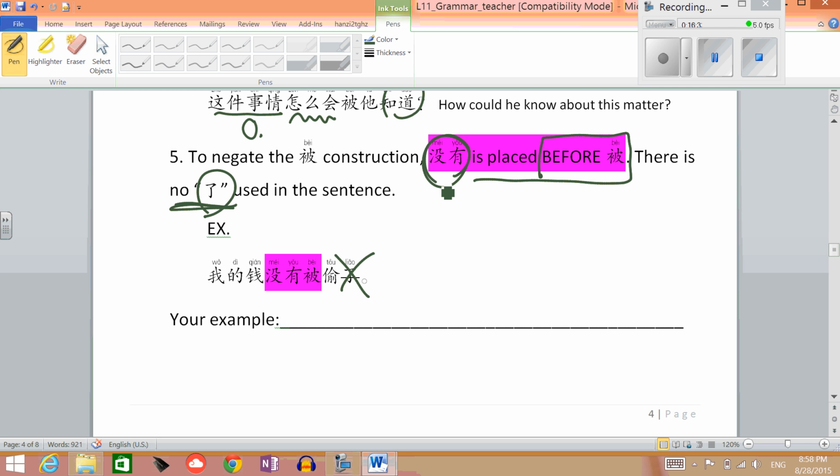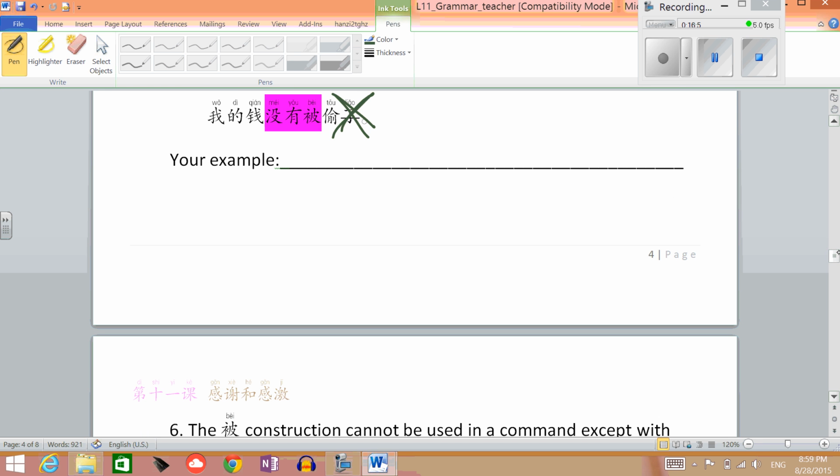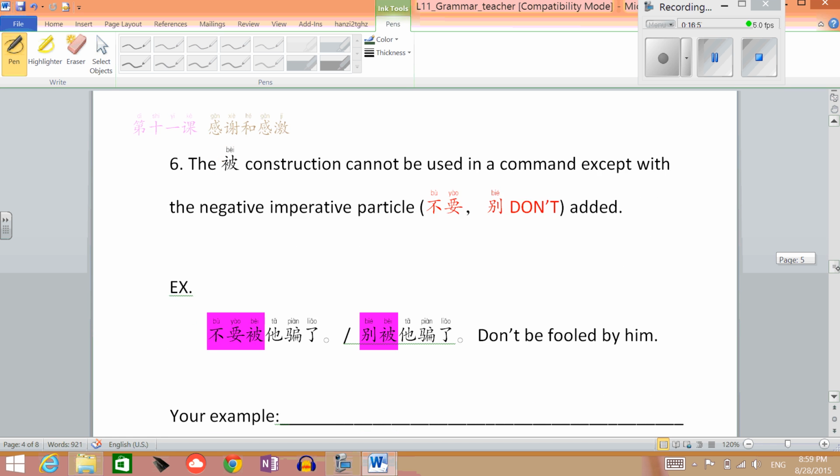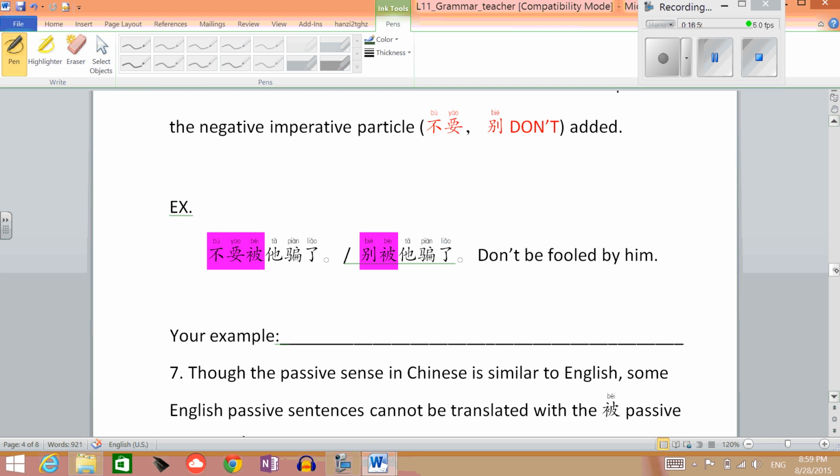So 2 points when you're making your 被 construction negative. First is put 没有 before 被. Second is you have to check if you added 了 at the end. Take it out. All right, give me one example of a negation 被 structure. Number 6. Oops, sorry.